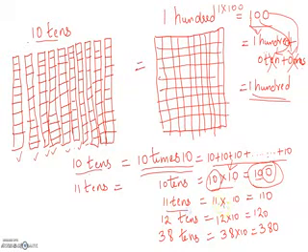11 tens is equal to 11 into 10, 11 times 10. We have to just put a 0 to 11. Yes, 110. 12 tens is equal to 12 into 10, and we just have to put a 0 to 12, 120. 38 tens is equal to 38 into 10, that is 380. 38 and a 0.